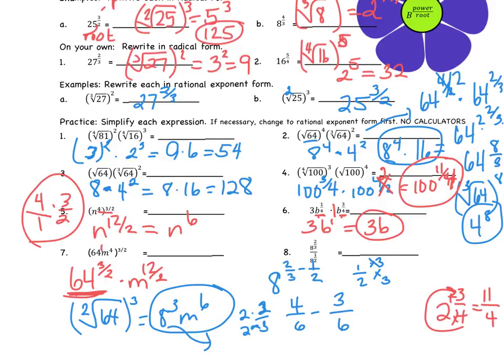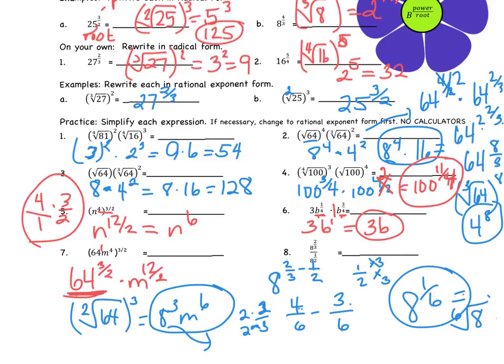Now I can do that subtraction. So that becomes, give me some room here, 8 to the 4 minus 3 is 1 over 6. Leave that like that. I can't take the 6th root. If I wanted to kind of interchange that, that's the 6th root of 8 to the 1st power.